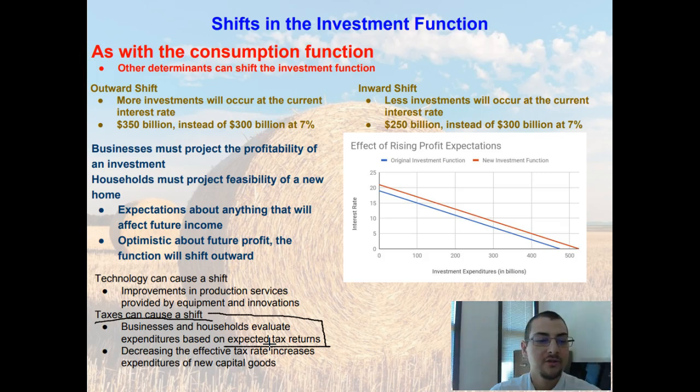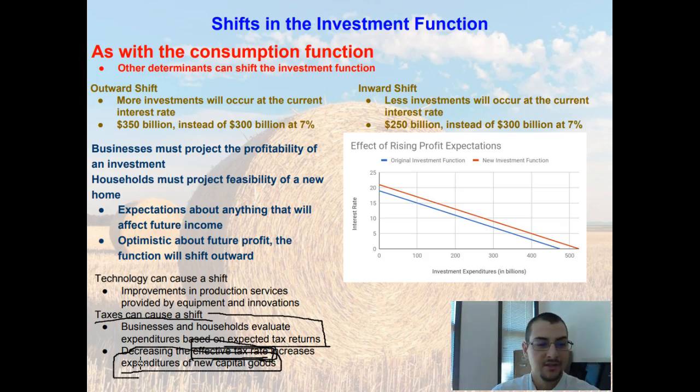Or on the other side, if you believe your taxes are going to increase and you need to save more for your actual tax bill, well, you're not going to be spending as much on investments. So if you're increasing the tax cuts, you're decreasing the effective tax rate, meaning the rate at which you're taxed is going down. As that amount decreases, that means you get to keep more money in your pocket. As you keep more money in your pocket, that will actually encourage you to spend more on new capital goods.